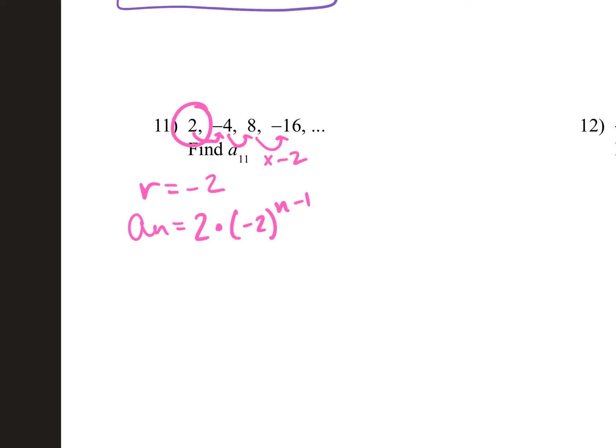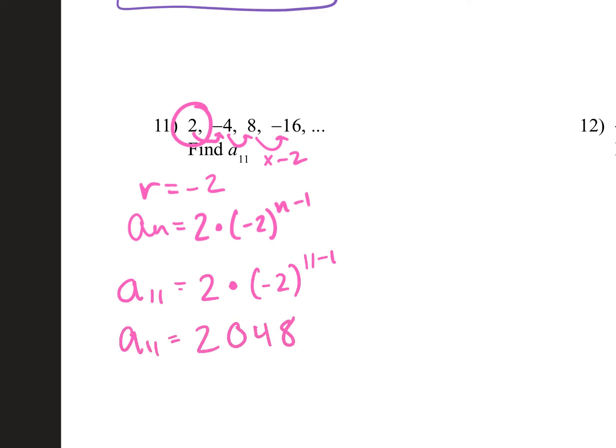And then what term is it asking for? The 11th term. So I'm going to plug in 11 for n. So I have 2 times negative 2 to the power of 11 minus 1. So it's negative 2 to the 10th power. When you plug it into your calculator, make sure you use parentheses. So parentheses, negative 2, then you would close the parenthesis, and then to the 10th power. And then multiply that times 2. This gives us 2,048.